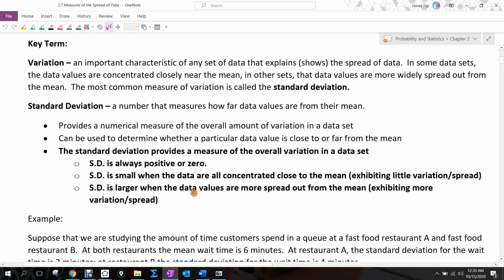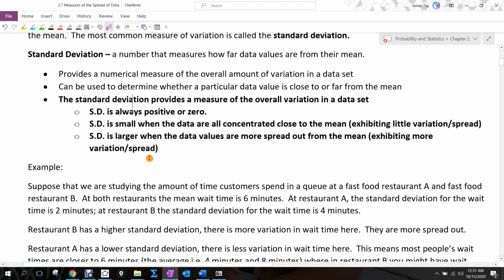But here are some things that the standard deviation does for us. It provides a numerical measure of the overall amount of variation in a data set. Basically, based on the size of the number that we calculate, it tells you how much variation is in the data. Are the numbers all over the place? Are they concentrated near a particular value? We'll investigate that specifically with some examples, which might make it seem a little simpler. It can be used to determine whether a particular data value is close to or far from the mean. So the first talks about the concentration of the data, and this talks about individual pieces of data and how close they are to the mean.